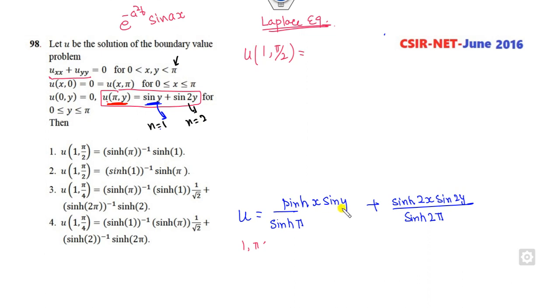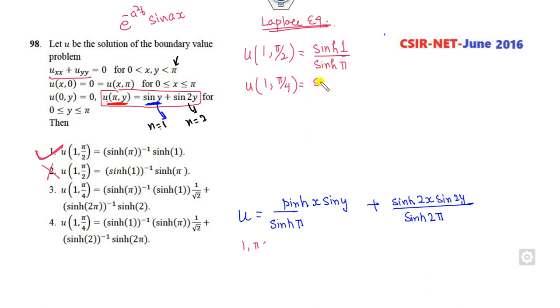So x is 1. When y is equal to pi by 2, it's 1. So it is my sine hyperbolic 1 and sine hyperbolic pi. And when it is pi by 2, it's sine pi by 2, which is 1. So the answer is sine hyperbolic 1 times sine hyperbolic pi inverse. That's the correct answer. Look at the other 1 comma pi by 2 option, it's a wrong answer because the inverse will not be on the sine hyperbolic pi. It's cancelled.